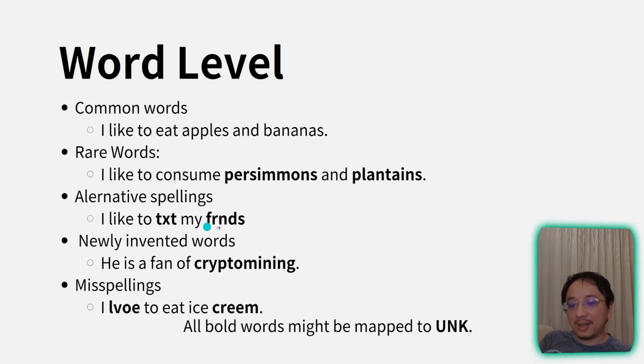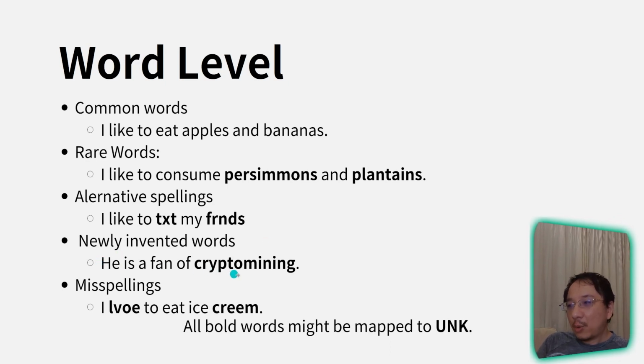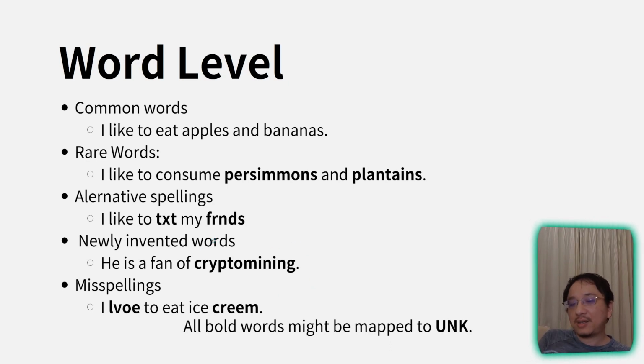Even though you haven't encountered this spelling before, chances are you won't have any difficulty reading this alternative spelling. Also, new words are invented from time to time. For example, he's a fan of crypto mining. This word may not even have existed before 2008. If a model encounters a word that did not exist when it was training, it will map it to the unknown. But suppose this is the first time you have seen this word.